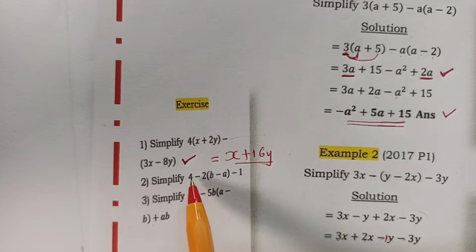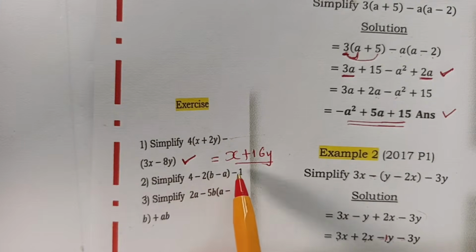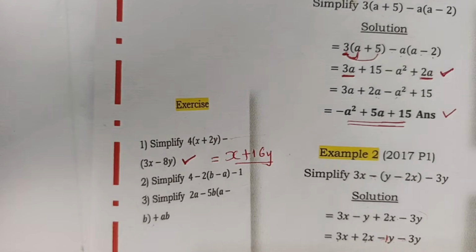4 minus 2 open bracket b minus a close minus 1. What answer are you getting for this question? So comment in the comment section. We are waiting for your solution.